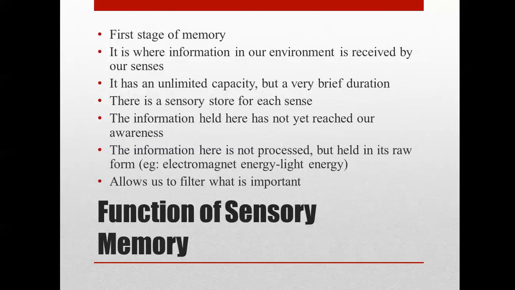The information isn't processed at this point. It's held in what we call its raw form. So for example, light energy is held in sensory memory in the form of electromagnetic energy. The body hasn't done anything to transform this energy at this stage, so no encoding has happened.